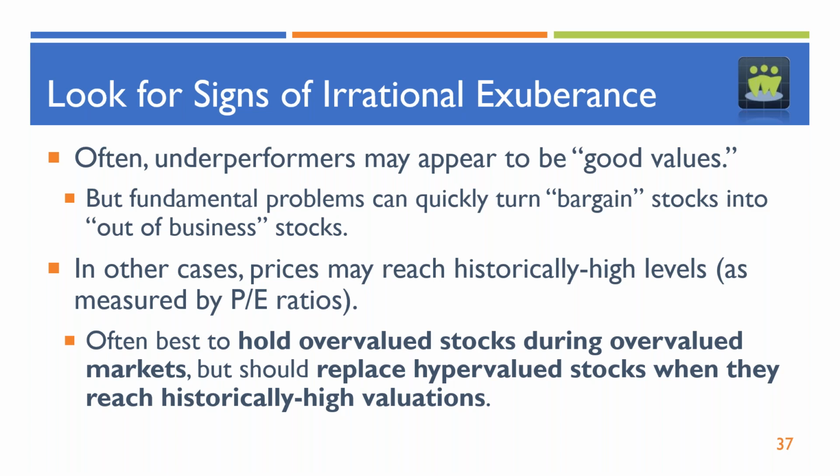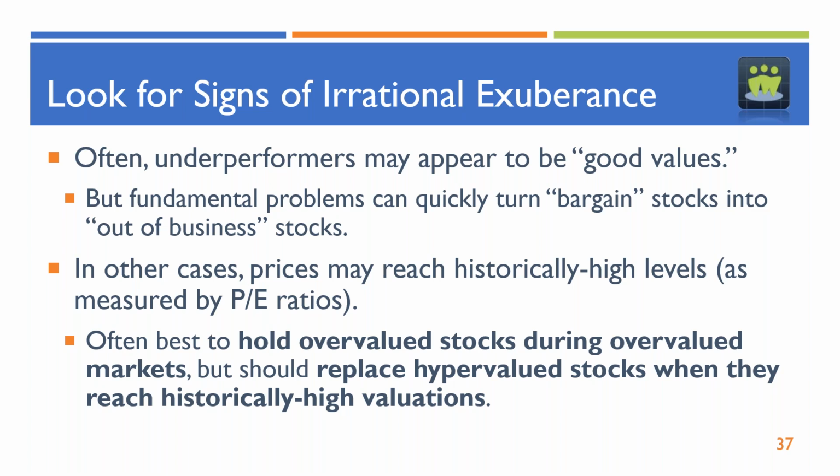We could, famously referred to as irrational exuberance. Those underperformers in your portfolio might appear to be good values, the stocks that have those low PE ratios, but if they're experiencing fundamental problems, that can quickly turn those bargain stocks into out of business stocks, and so we want to watch out for that.